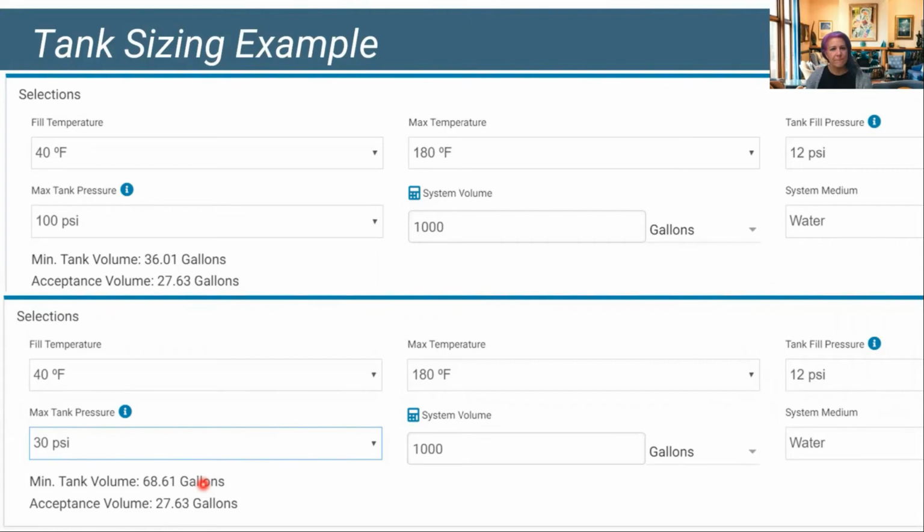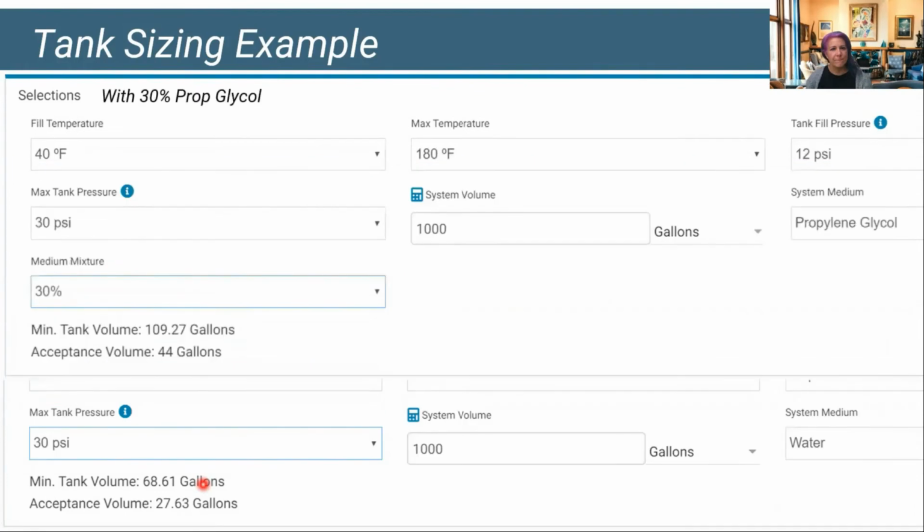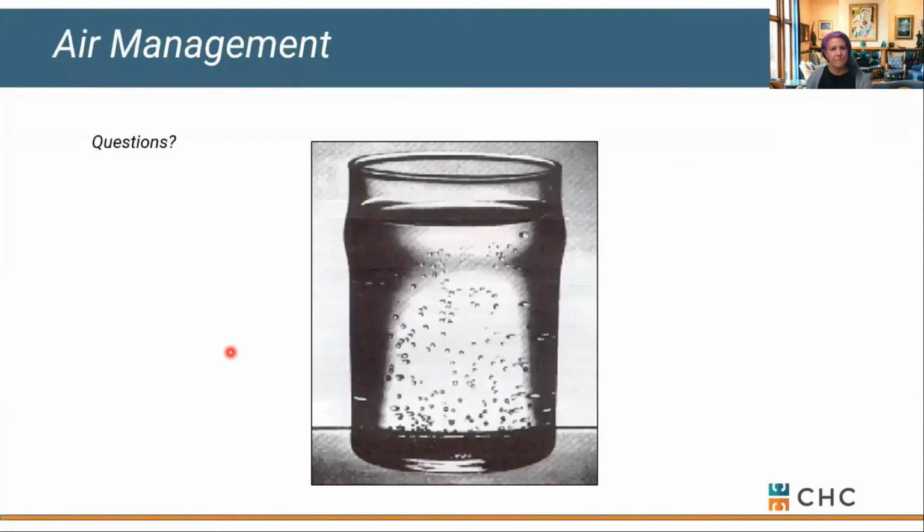Be careful if you're dealing with glycol. It expands at a different rate than water. So if we have glycol in the system in lieu of water, you'll notice that I went from 44 gallons of acceptance versus 28, and my tank volume drove to 109 versus 68. It doesn't sound like a big deal, but if you selected a tank for these conditions, but you're running glycol in the system, your tank's going to be undersized. It means you're going to pop a relief valve or see elevated pressures.